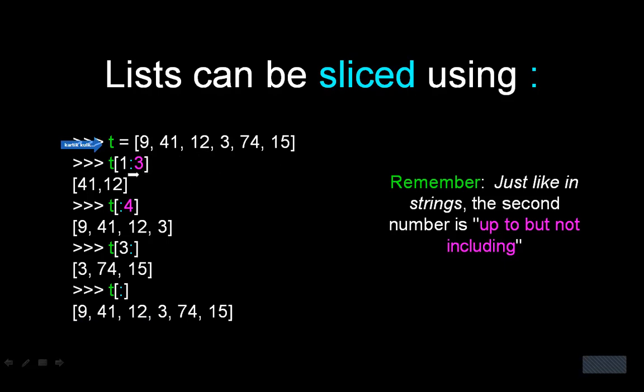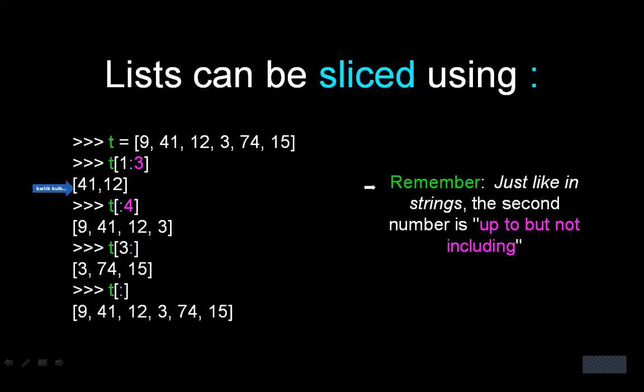So you need to understand that slicing in a list can be done with the help of the colon. What is the syntax? The list name, and then in the square brackets we specify the starting index number, colon, and then the end index number. But the end index number will not be included. So 1:3 means 1 will be included, 2 will be included, but 3 will not be included. That's why you got 41, 12 here.